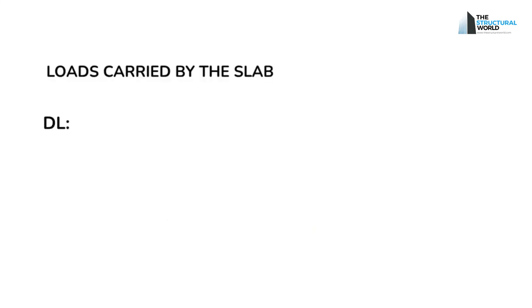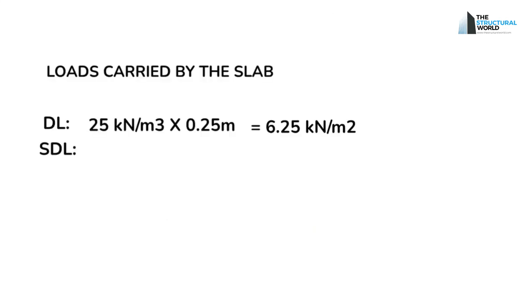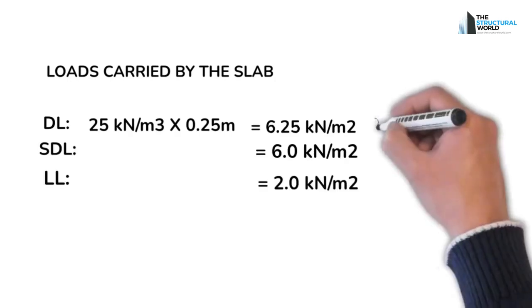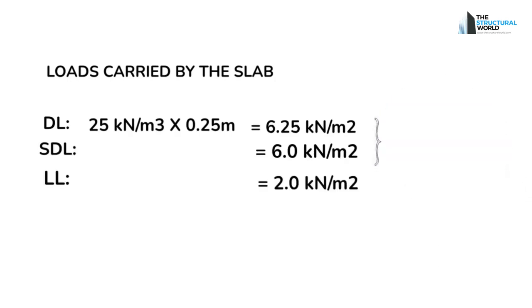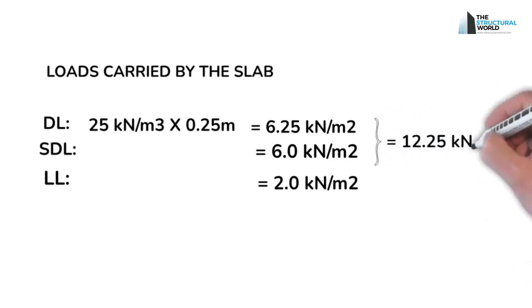To distribute the loads, let us consider the result of the loads that we previously calculated. Total dead loads, 12.25 kilonewtons per square meter. Total live load would be equal to 2 kilonewtons per square meter. The dead load, superimposed dead load, and live load that we consider will be carried by the slab. It will then be distributed to the perimeter beam supporting it.